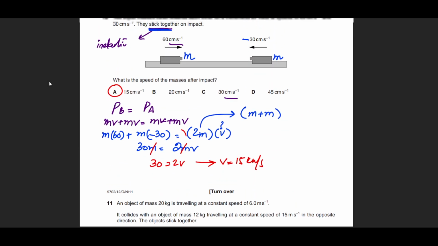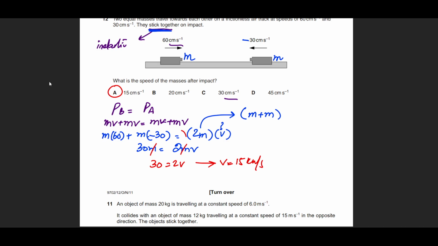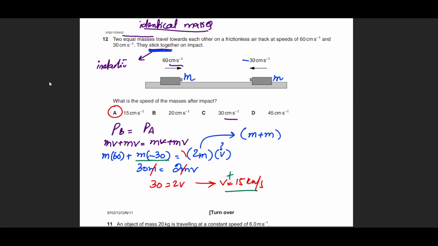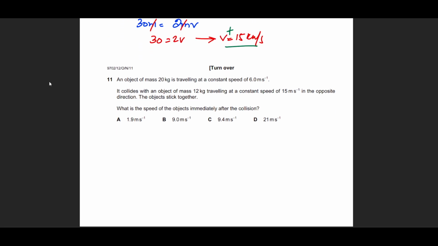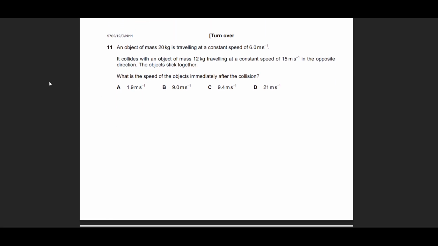Okay. So moving on to the next question, it is somewhat similar. One thing over here, since we have taken the left direction to be negative, if this velocity is positive, that means that after sticking together, both objects are moving towards the right side with 15 centimeters per second. Although it's not asked in the question, we can predict that direction. Similarly, in this question, it has no clue about the direction, but it only says that it is moving in the opposite direction. So it says that a mass of 20 is moving at 6 and a mass of 12 is moving at 15 in the opposite direction.